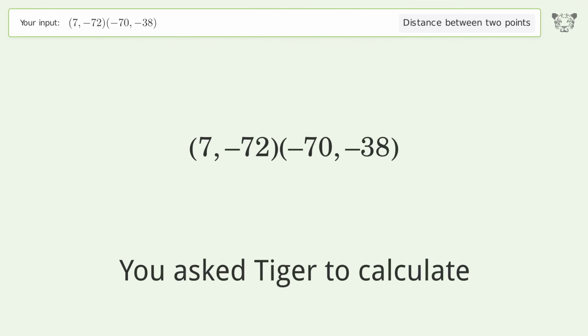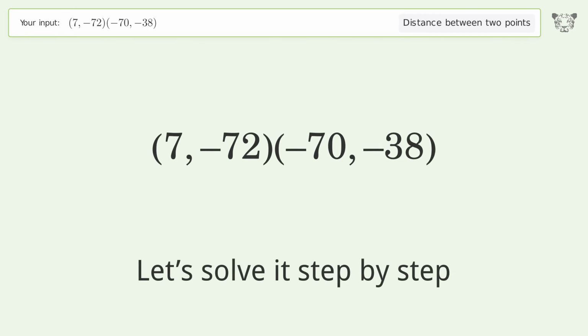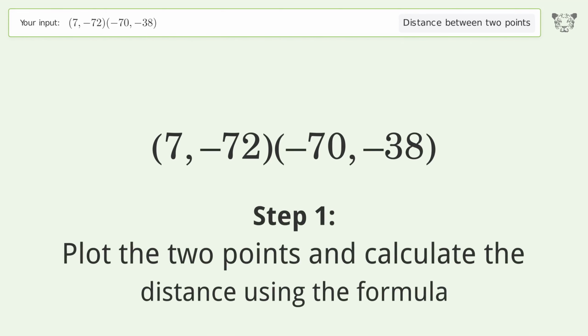You ask Tiger to calculate. This deals with the distance between 2 points. The distance between the 2 points is the square root of 7085, or 84.172. Let's solve it step by step. Plot the 2 points and calculate the distance using the formula.